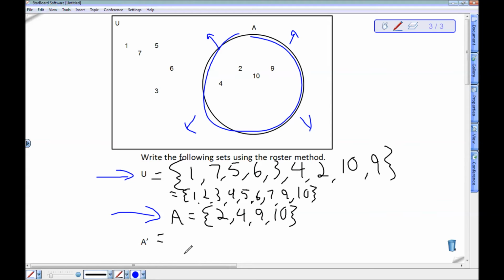Everything outside of the circle for A is 1, 3, 5, 6, 7. And then if I look at A and A complement, they should give me everybody. So I have 1, 2, 3, 4, 5, 6, 7, 9, 10. That is what was in my universal set. So I feel pretty good. I found A and A complement.